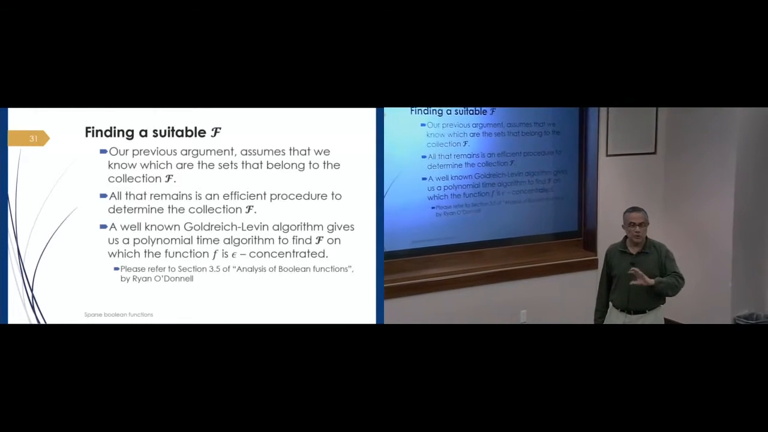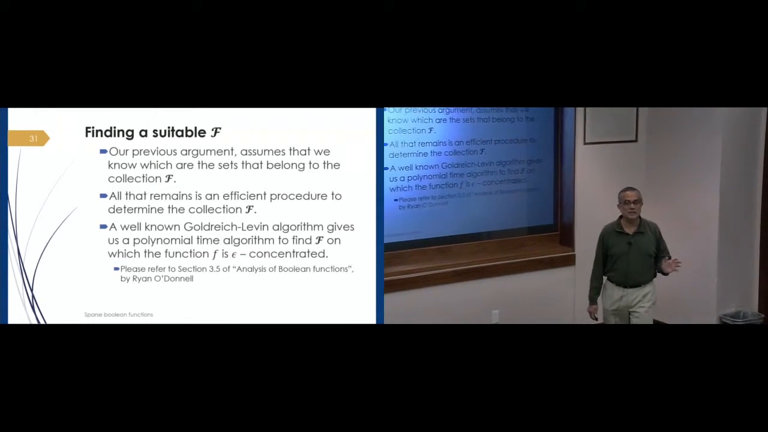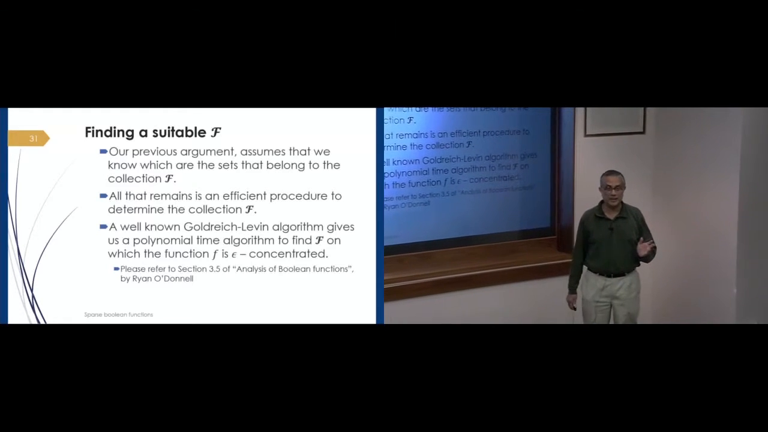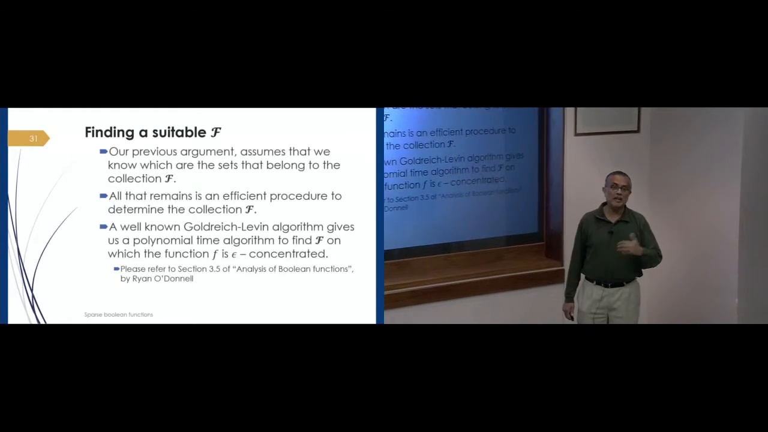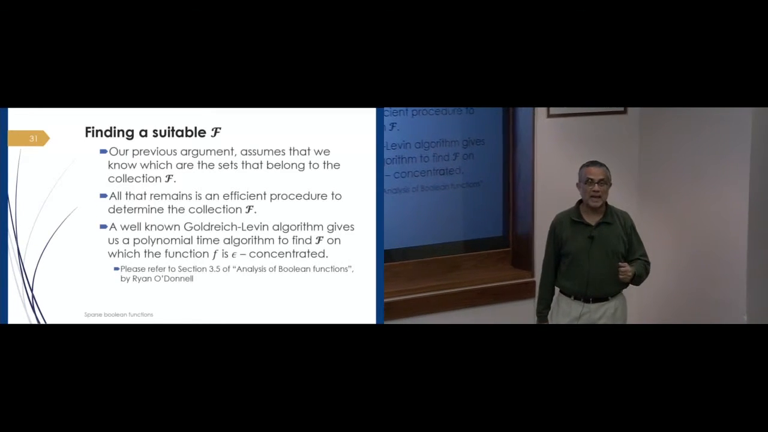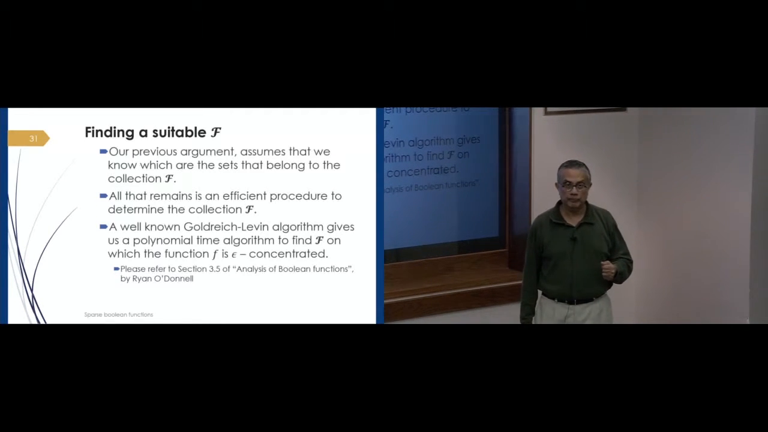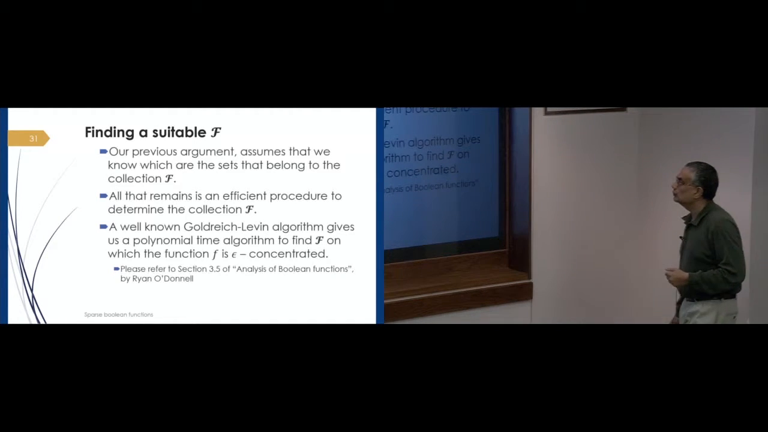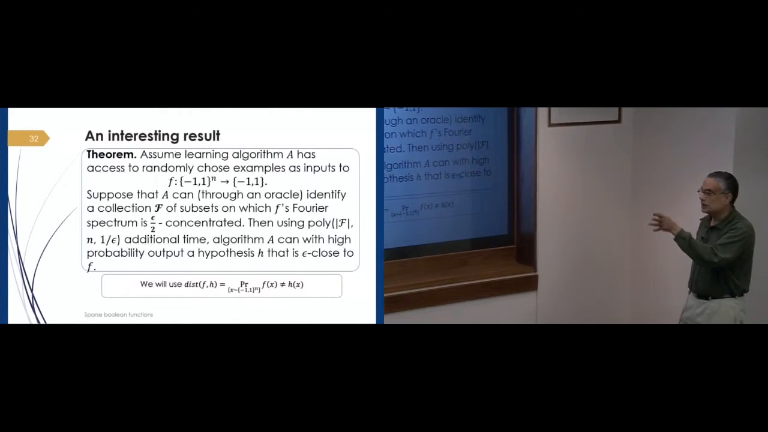So using that, one of the conditions of our theorem is no longer necessary, namely, we said if we can find such a set script f, now we know that we can using Goldreich-Levin, correct? So what's the statement of the theorem?